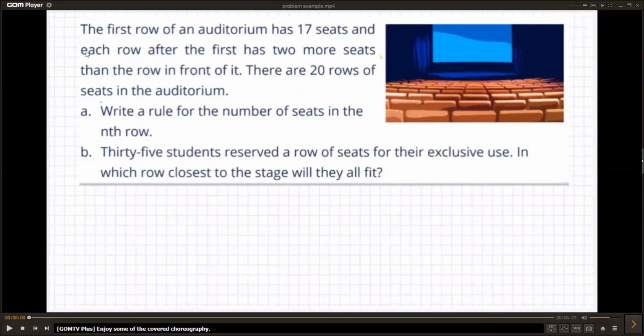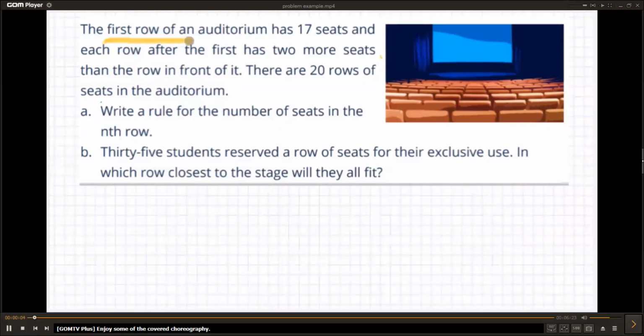So the problem is: the first row of an auditorium has 17 seats and each row after the first has 2 more seats than the row in front of it. There are 20 rows of seats in the auditorium. So let's start answering letter A.